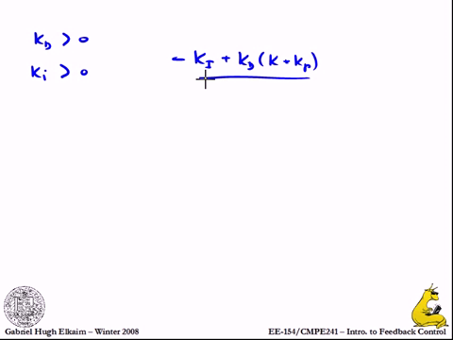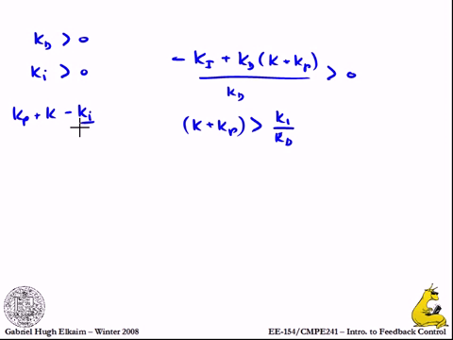what do we got? I've got that Kd is greater than 0, Ki is greater than 0, and I've got that minus Ki plus Kd times K plus Kp all over Kd has to be greater than 0, for me to get stability. And what that gives me is that K plus Kp is greater than Ki over Kd. Or the last one is that Kp plus K minus Ki over Kd has to be greater than 0. So here are my stability criteria.